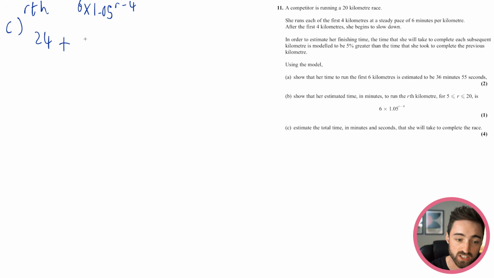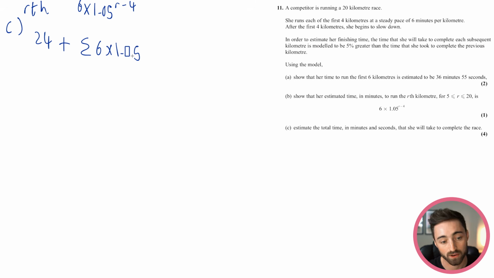So let's do a bit of sigma notation here. The sum of, well, all of this stuff here, isn't it, right? So each kilometer, from that 5th one, it takes me this long to complete the race. This is going to start at the 5th kilometer and end at the 20th. So what type of series is this here? It's geometric because I'm timesing by that 1.05 each time.